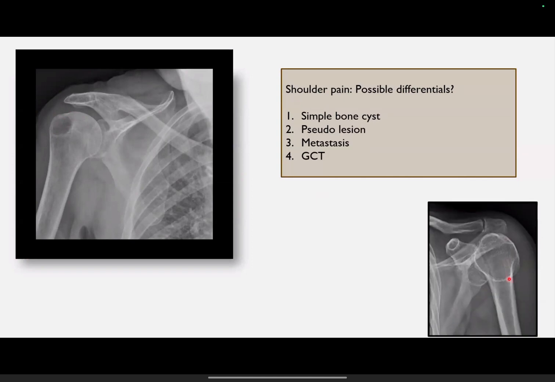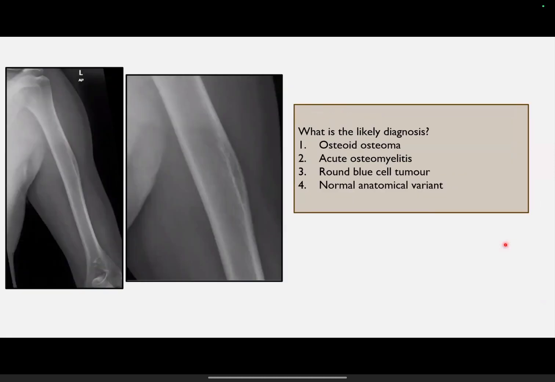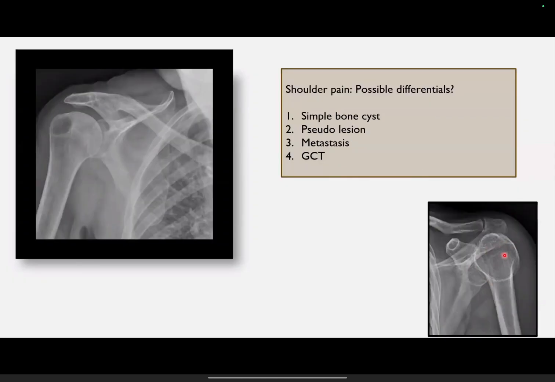This is another example of a pseudocyst of the humerus. This is because of internal rotation or posterior dislocation of the humerus, so it is also called the light bulb sign. This is also a do-not-touch lesion. You should not biopsy it, and you should not call it a cyst or cystic lesion.